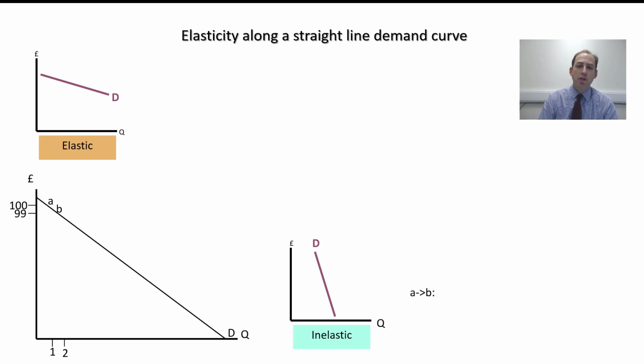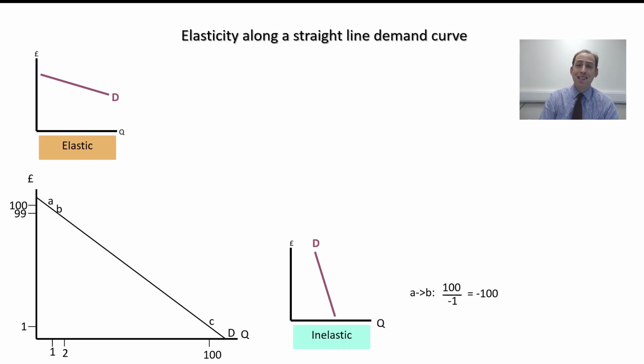So plugging that into the formula, the percentage change in quantity demanded, that's gone from 1 to 2, so that's plus 100%. And the price has dropped from 100 to 99, so that's minus 1%. So we have 100 over minus 1, which gives us an elasticity of minus 100, which is extremely elastic.